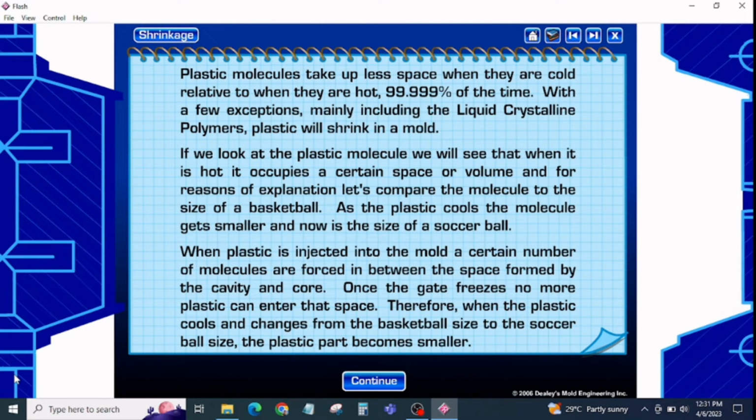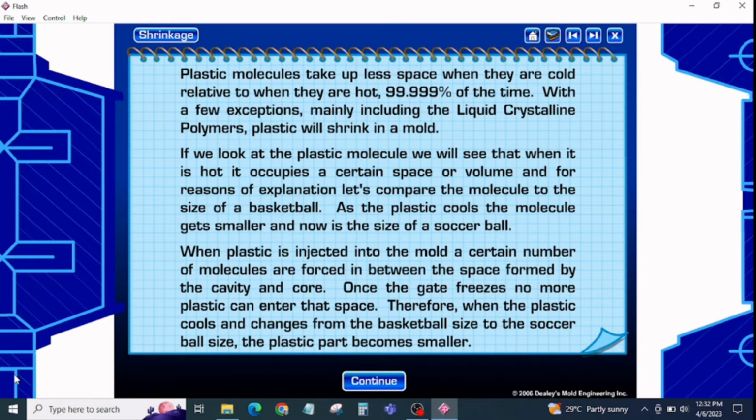Plastic molecules take up less space when they are cold relative to when they are hot, 99.999% of the time. With a few exceptions, mainly including the liquid crystalline polymers, plastic will shrink in a mold. If we look at the plastic molecule, we will see that when it is hot it occupies a certain space or volume, and for reasons of explanation let's compare the molecule to the size of a basketball. As the plastic cools, the molecule gets smaller and now is the size of a soccer ball.